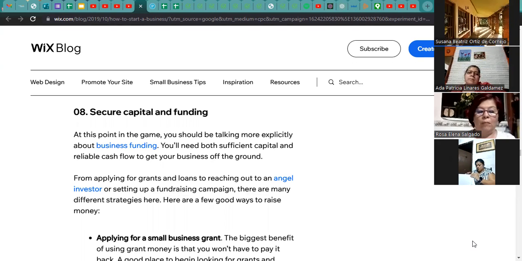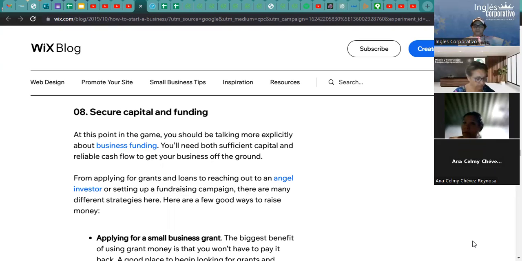From, what is the pronunciation? Applying. From applying for grants and loans to reaching out to an angel investor or setting up a fundraising campaign, there are many different strategies here. Here are a few good ways to raise money.